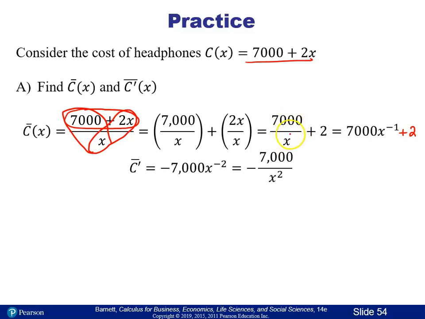Okay, so if I rewrite this, it will be 7,000x to the -1. And when we take the derivative of it, so this would be my average cost. So when I take the derivative of this that I've circled, the -1 is going to come down and multiply to the 7,000. So I'll have -7,000x and then decrease the power by 1. So I've got -7,000 over x squared, and that's going to be my marginal average cost.